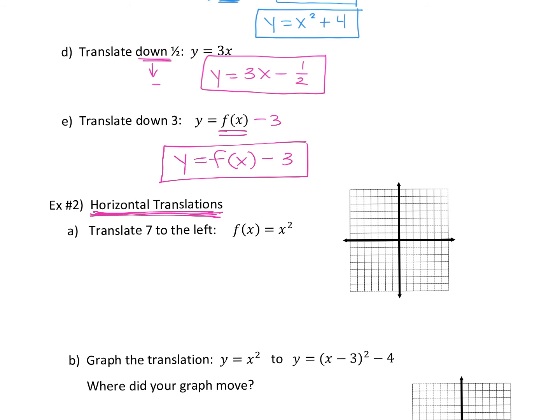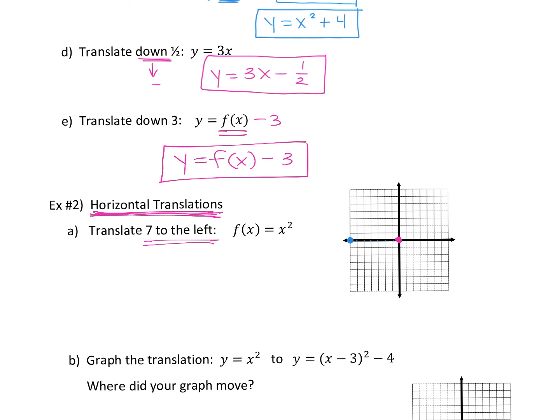So for instance, if we are going to translate 7 to the left, okay, so let's say we're at 0, 0. You don't need to write this down yet because I'm going to show you in a minute how you're going to do this, but I just want you to visualize. I'm at 0, 0, and I want to go 7 to the left. 1, 2, 3, 4, 5, 6, 7. Am I adding or subtracting?